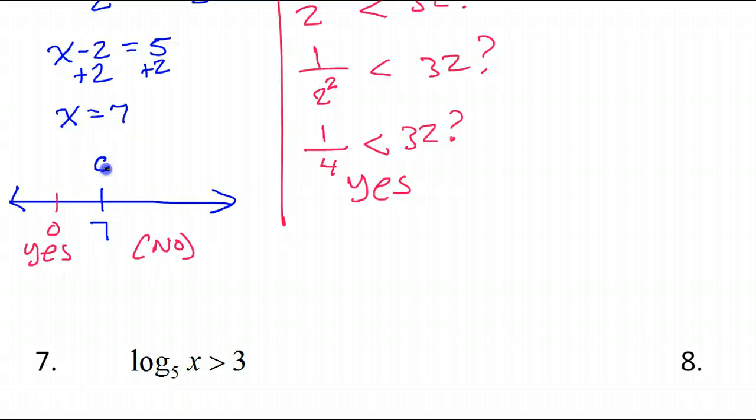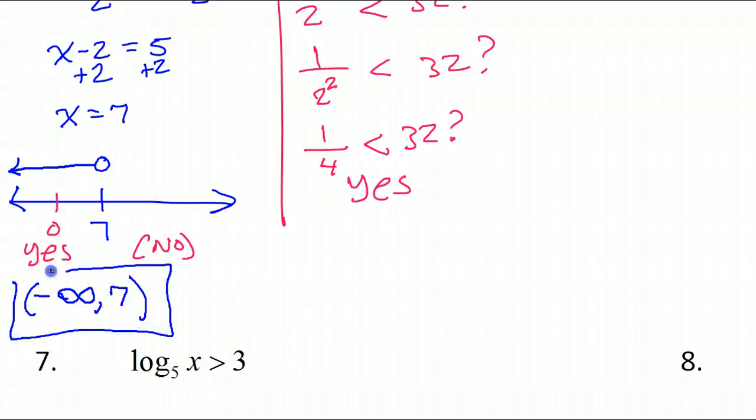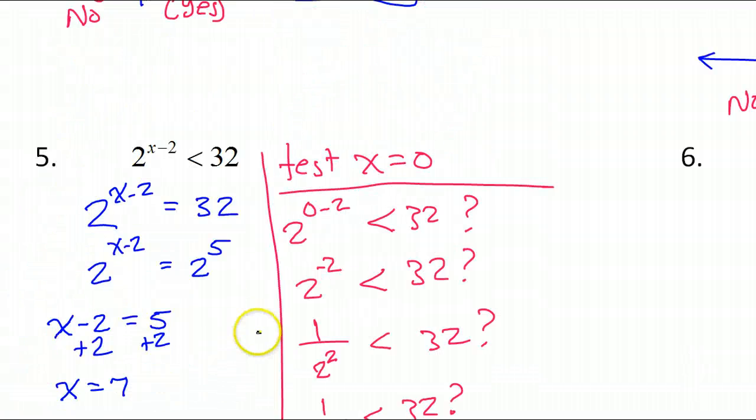So we will do an open circle, and this time I'll draw my arrow going to the left because this is where the solutions are. Okay, in interval notation, this is negative infinity to 7. Alright, round parentheses because 7 is not included. That's why it was an open circle in the first place. Okay, so that was number 5.